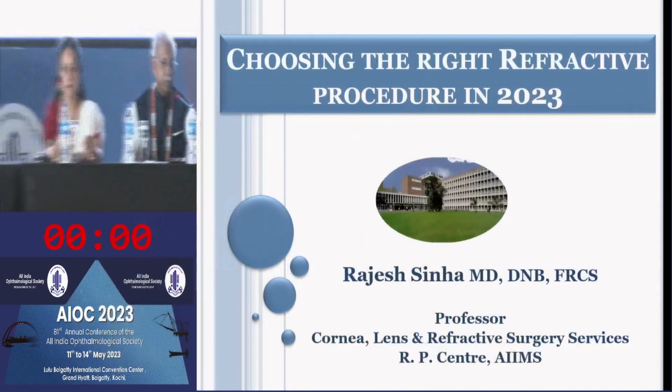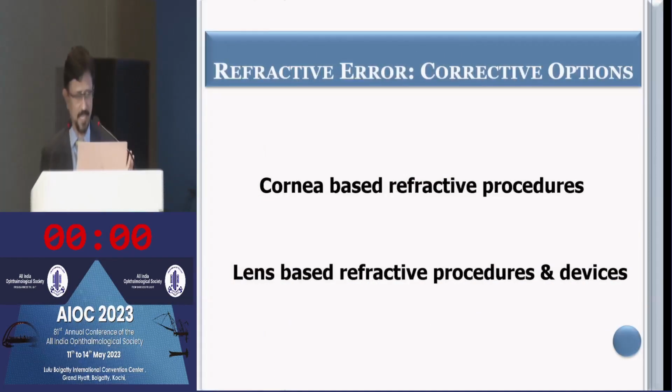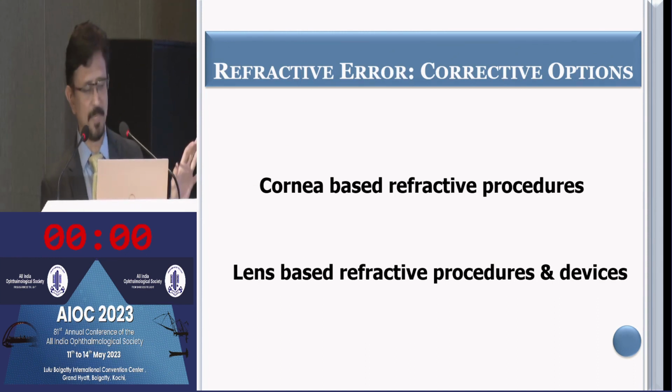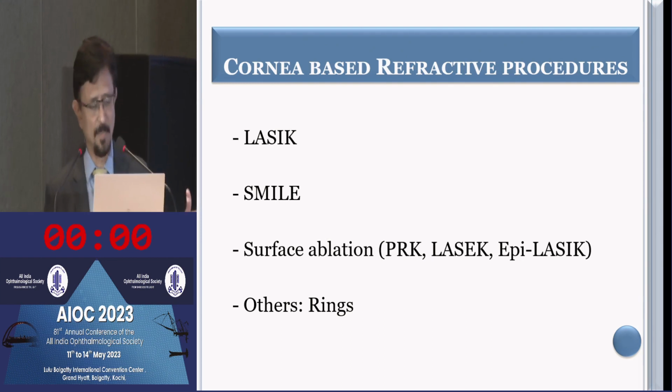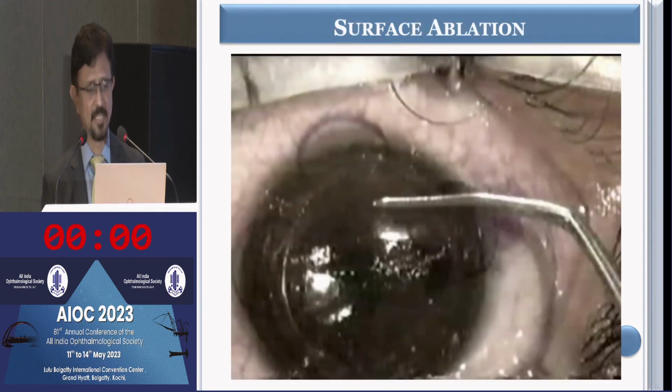I'll be talking about choosing the right refractive procedure in 2023, that is, in the current scenario. In the current scenario, we have cornea-based refractive procedures and lens-based refractive procedures. The cornea-based refractive procedures are LASIK, SMILE, surface ablation, and ring segments. Lens-based refractive procedures are phakic implants and refractive lens exchange.